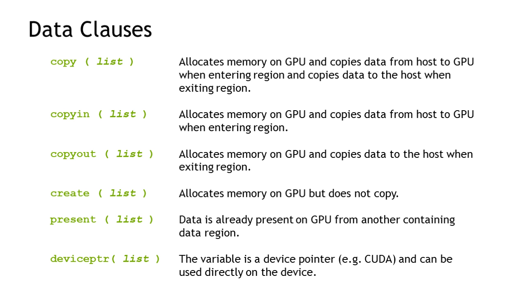So here are the valid data clauses. The copy clause says, at the beginning of this data region, take a copy of my array and copy it from the host to the device, so from the CPU to the GPU. And at the end of the region, I need the results back. So copy it again back from the GPU to the CPU. Copy in and copy out are one directional. Copy in copies into the GPU, copy out copies back out from the GPU.